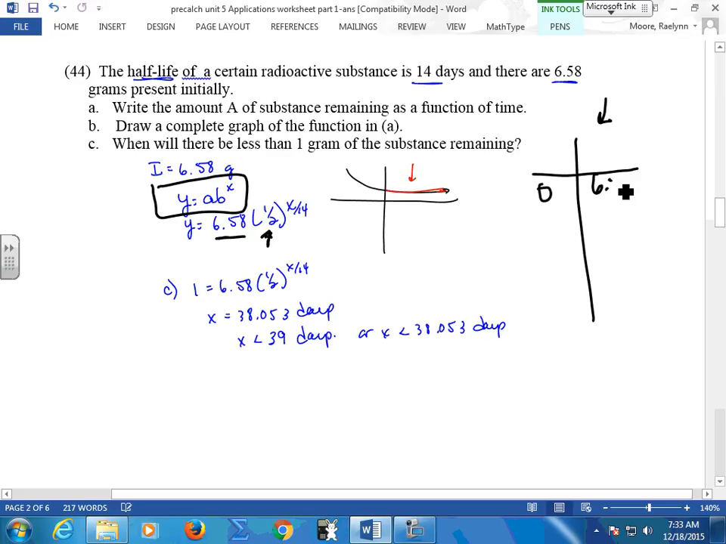I start with this many grams. After 14 days, I take half of this. I take half of this. After another 14 days, I take half of this. When you put this in your y equals, your graph has to look like this. That's a good place to start.